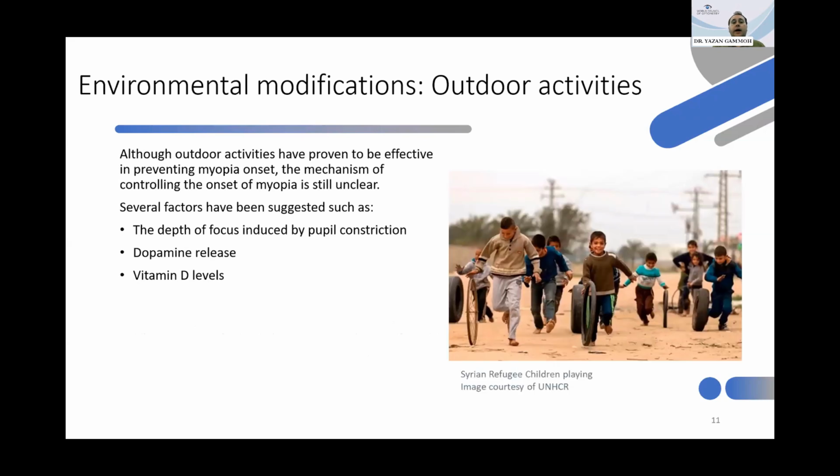All right. You'll ask me what are the factors. Several factors have been suggested, such as the depth of focus induced by pupil constriction when you are exposed to light, dopamine release. Some studies support that. Vitamin D levels, all are controversial. Unfortunately, some studies on children are restricted in terms of the way we can do them because they are humans after all. So we need some ongoing research about that.